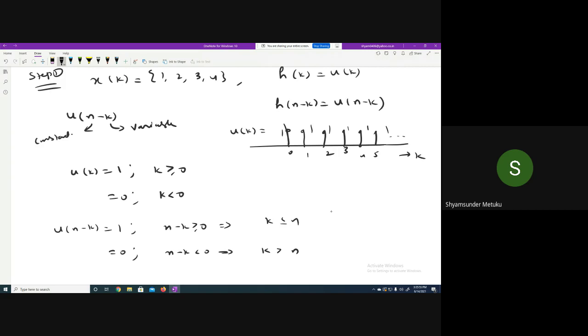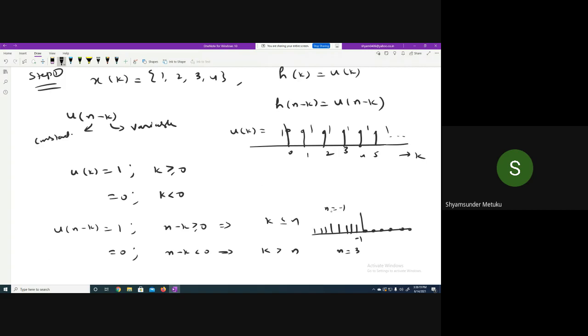When k is less than or equal to n, it is having the 1. When it is greater than n, it will be 0. So if you want to draw this particular thing, how it will be is, if n is negative, it will be like this. If n is equal to minus 1, suppose, even at 0 you don't get anything. Yes or no? Only the left hand side will come.